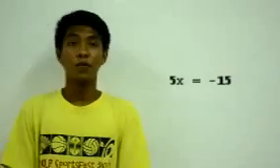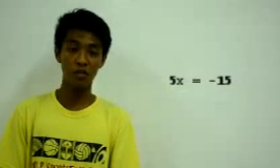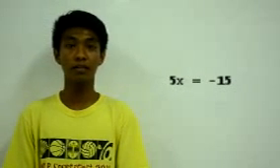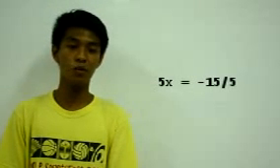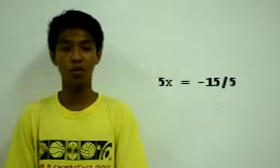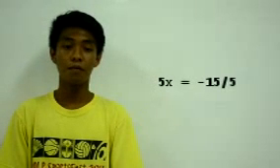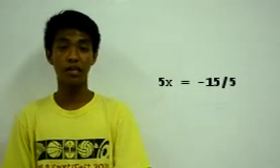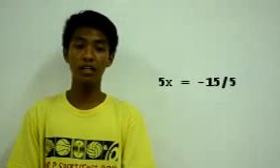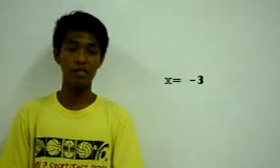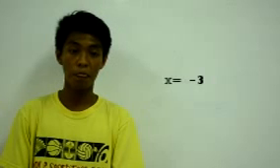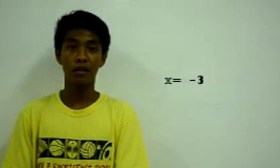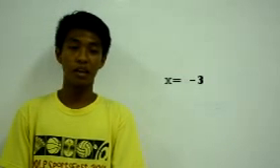Combine the like terms on the right side, and 5x equals negative 15. Divide both sides by 5 to isolate x: x equals negative 15 over 5. Negative 15 divided by 5 is negative 3. The answer is x equals negative 3.